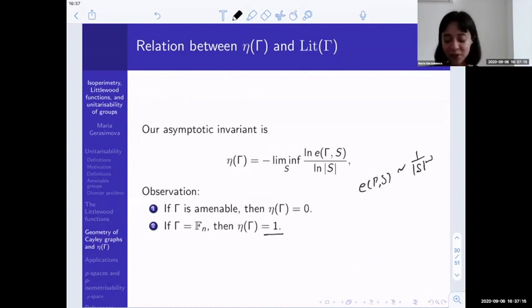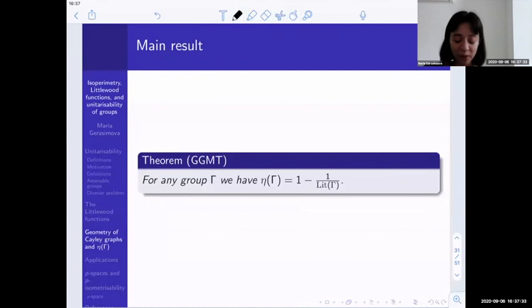Actually, this E of gamma is really some invariant which tries to catch this power. So I claim that E of gamma S behaves like 1 divided by the cardinality of S to the power alpha, and we are trying to catch alpha. The connection between the Littlewood exponent and this eta of gamma is the following. For any group, we have the following equation: eta of gamma is equal to 1 divided by 1 minus 1 divided by the Littlewood exponent.